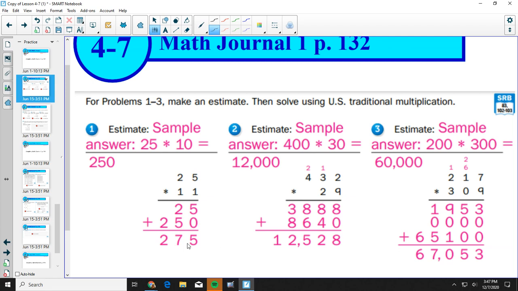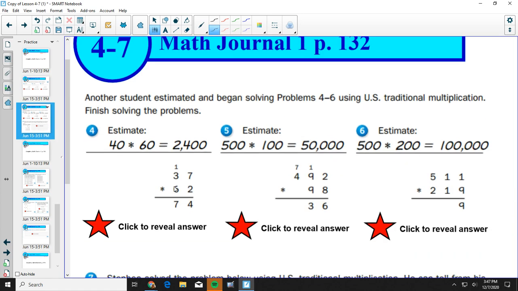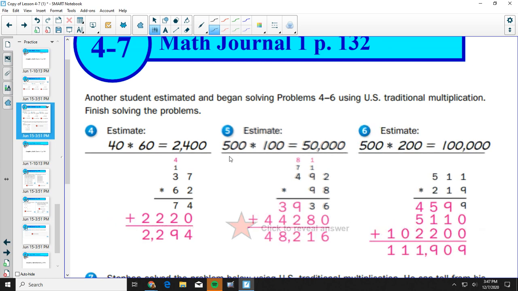You should have had 275, 12,528, 60,053. For 4, 5, and 6, again, pause the video if you need to. Number 5 was 48,216. Number 6, 111,909.